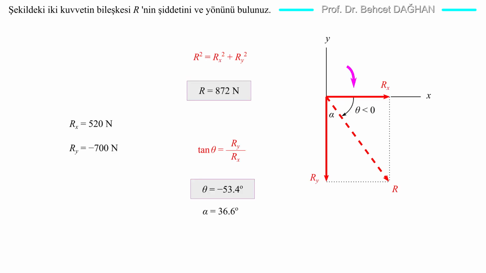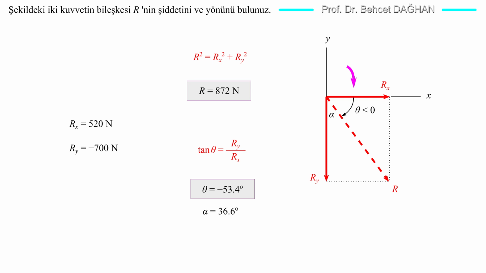We find the magnitude using the Pythagorean formula. We find the direction using the tangent theta equals Ry divided by Rx. We find its angle. We find the angle it makes with the positive side of the x-axis. We see that the angle made by the positive side of the x-axis is negative. Because angle theta is a directional angle. When measured counterclockwise from the positive side of the x-axis it is positive. When measured clockwise it is negative. This angle is 53.4 degrees.